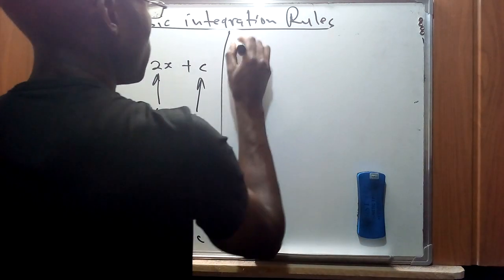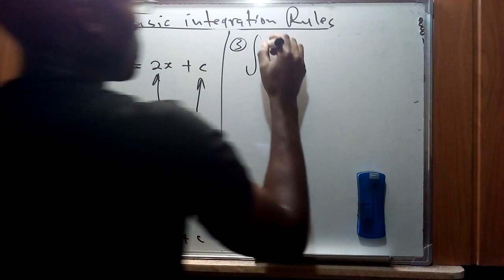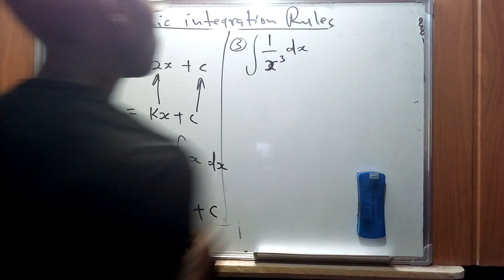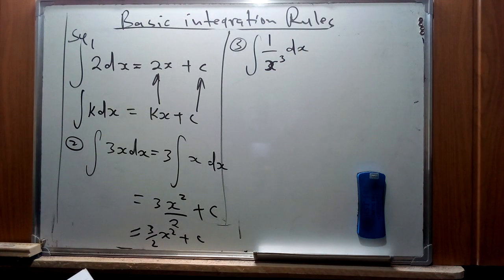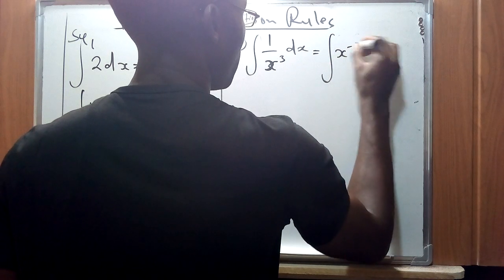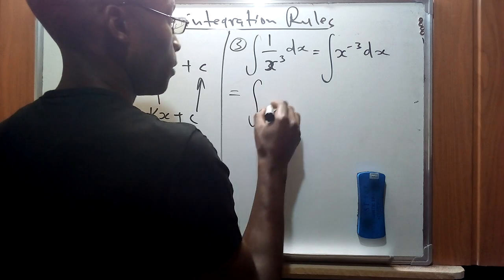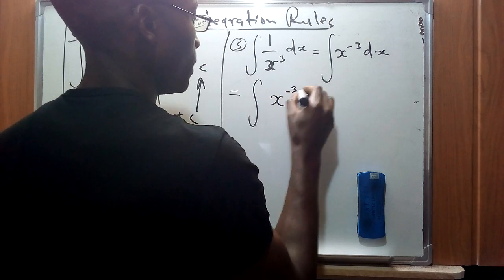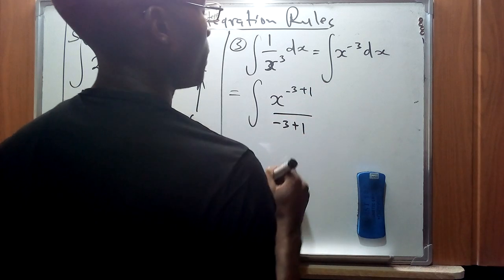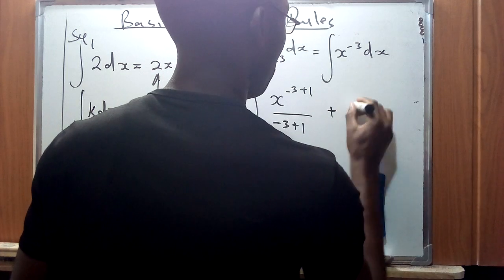Now suppose I talked about the concept of a negative exponent, and we're going to see how this one works. So this is the integral of 1 over x cubed dx, and we're asked to find the integral for that. This one can be written as the integral of x to the negative 3 dx. So therefore we use the power rule: x to the negative 3 plus 1 over negative 3 plus 1, plus c.